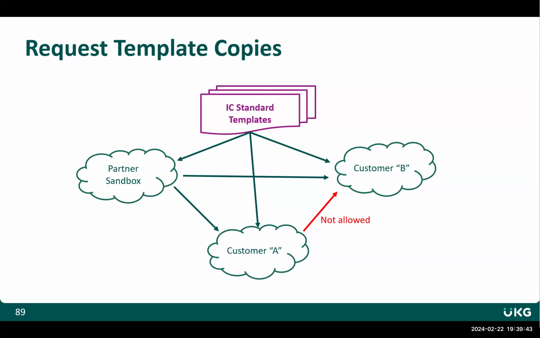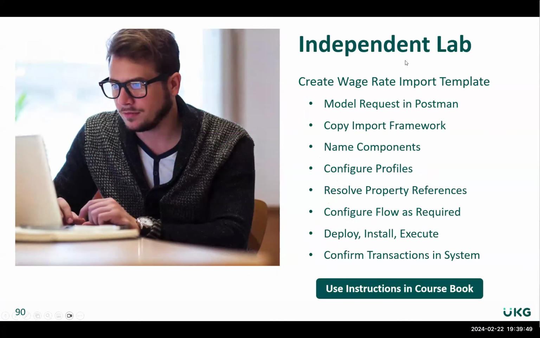All right. So the last order of business is an independent lab, where I am going to be asking you to create a wage rate import from the import template. And this is a lot like what we did for the punch import the other day. We're going to have to model a transaction in Postman so that we know what a good request document and a good response document look like, so that we can save those out and use those for JSON profiles later on.